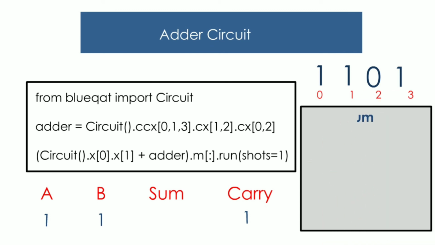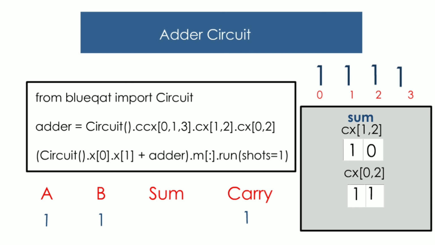Let us look at the sum circuit. We take 2 qubits, 1 and 2. Since the control qubit is 1, the target will flip from 0 to 1. Now the third qubit will be 1. Now we again apply the CX gate to qubits 0 and 2. Here, since the control bit is 1, the target will flip from 1 to 0. Therefore, the third qubit will change to 0. Therefore, we get the output as 1101.